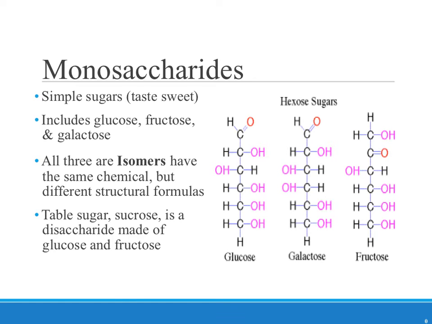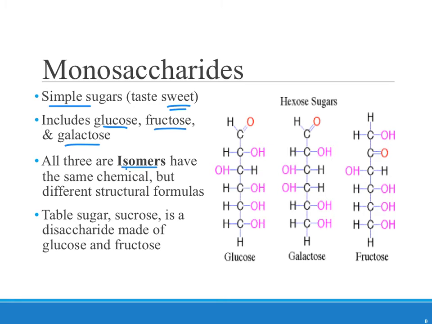Just want to talk a minute about monosaccharides. So those are the monomers, the building blocks for carbohydrates. They are also known as simple sugars, and they do taste sweet to us. Three important monosaccharides are glucose, fructose, and galactose, and all three of these are isomers, which means they have the same chemical formula. They are all C6H12O6, but they have different structural formulas.